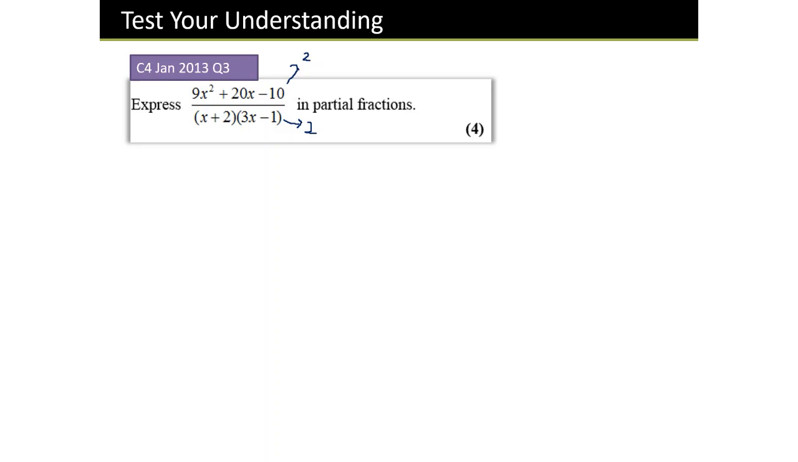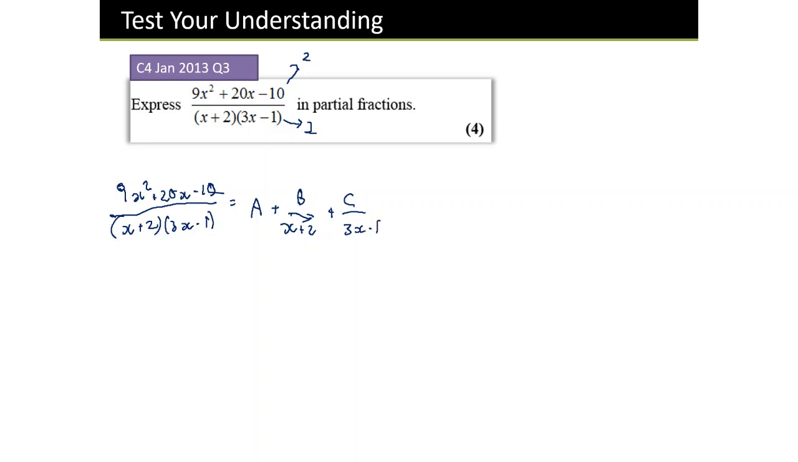So first, we're going to write out the original expression again: 9x squared plus 20x minus 10 over x plus 2, 3x minus 1, like that. And that's going to give us a, just a by itself, because this is an improper fraction, we know there's going to be just a term by itself. So it's going to give us a plus b over x plus 2 plus c over 3x minus 1.